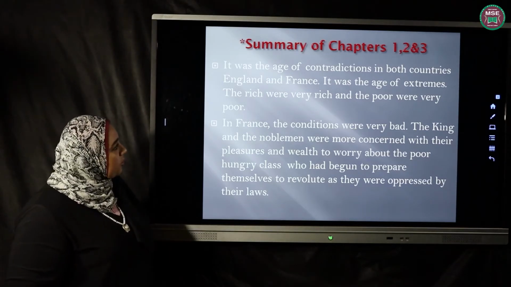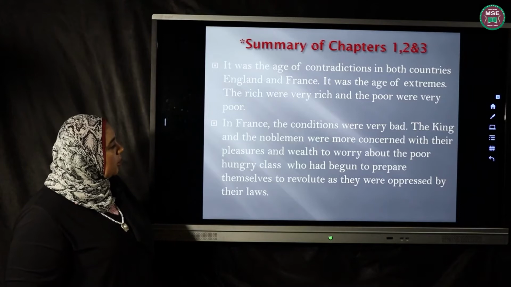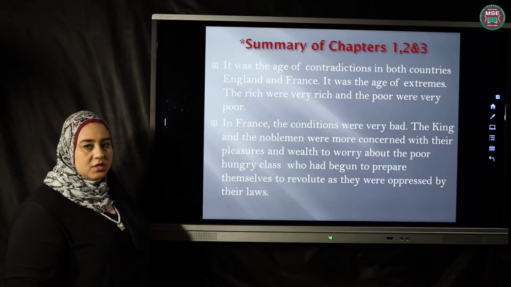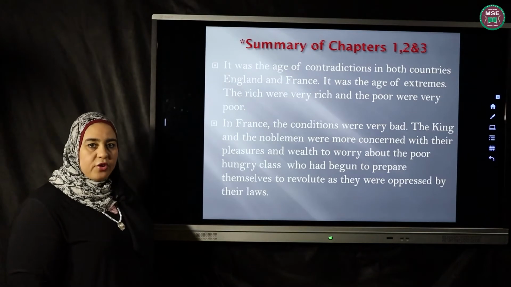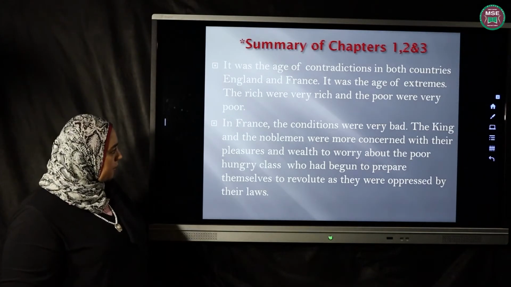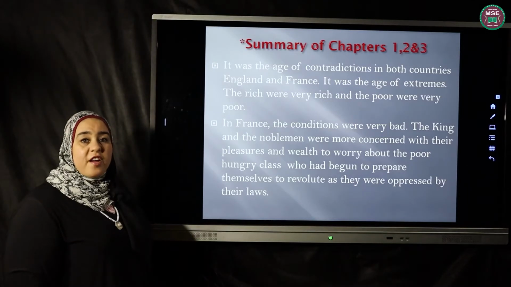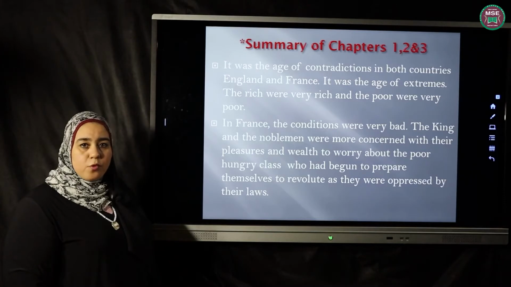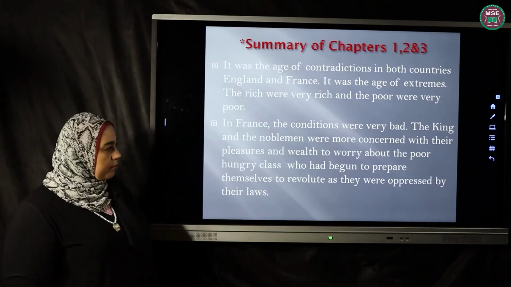It was the age of contradictions in both countries, England and France. It was the age of extremes. Extremes, different things. The rich were very rich and the poor were very poor. The rich people were very rich, enjoying their life, and the poor people were very poor, suffering all the time.